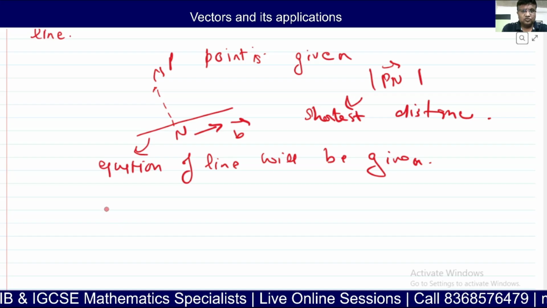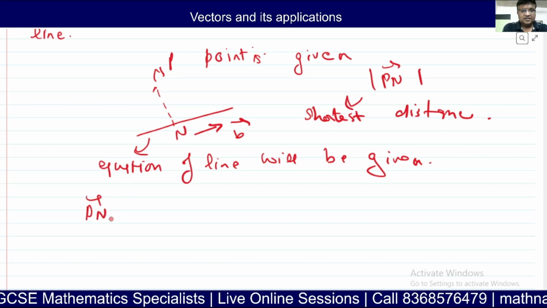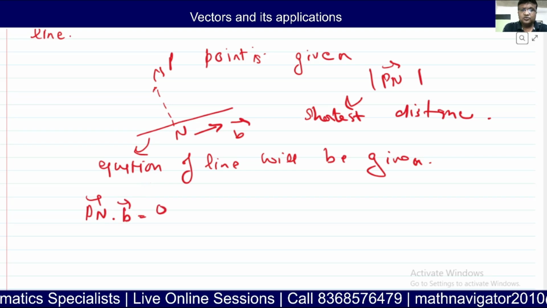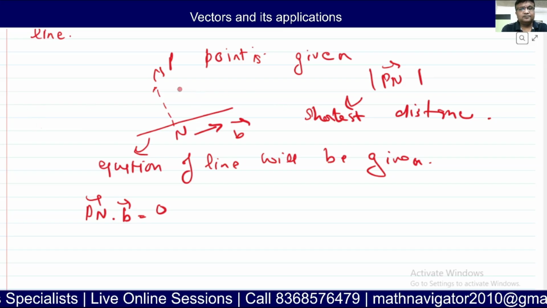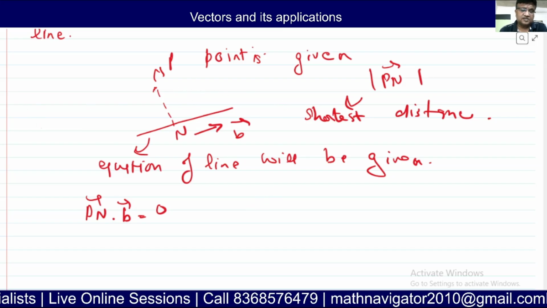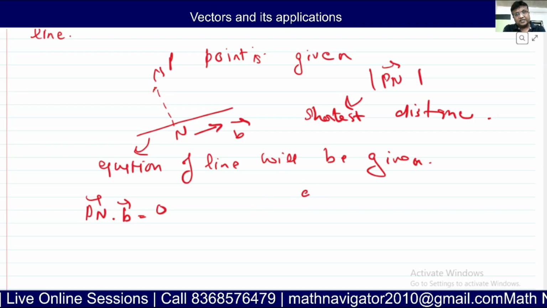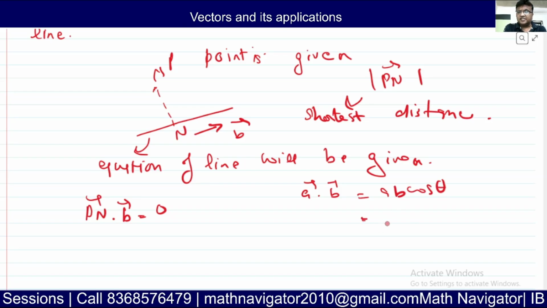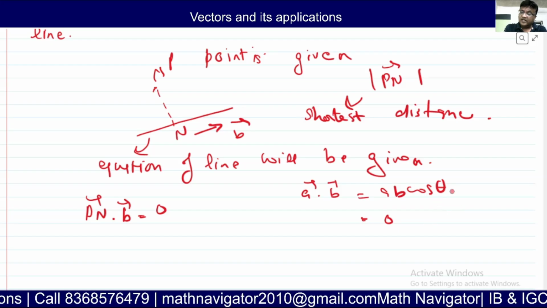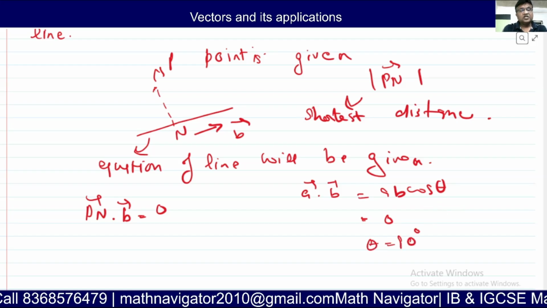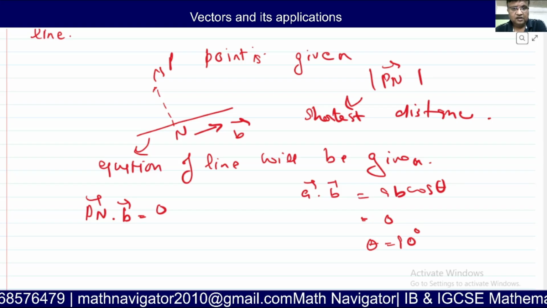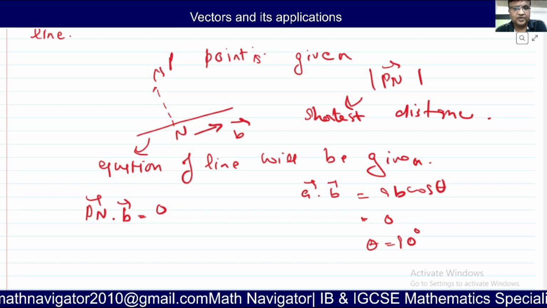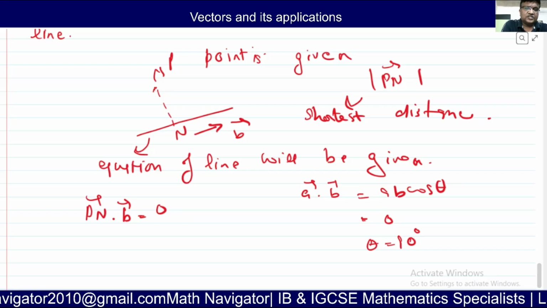So we know vector PN dot vector B is equal to 0. Why 0? Because the two vectors are perpendicular. Whenever two vectors are perpendicular, their dot product is 0. Why? Because vector A dot vector B is equal to AB cos theta. So if cos theta is 0, the whole thing is 0, and cos theta is 0 when theta is equal to 90 degrees. So in short, whenever we have two perpendicular vectors, their dot product is 0. Why do we require this? We'll do one question, then we'll understand.